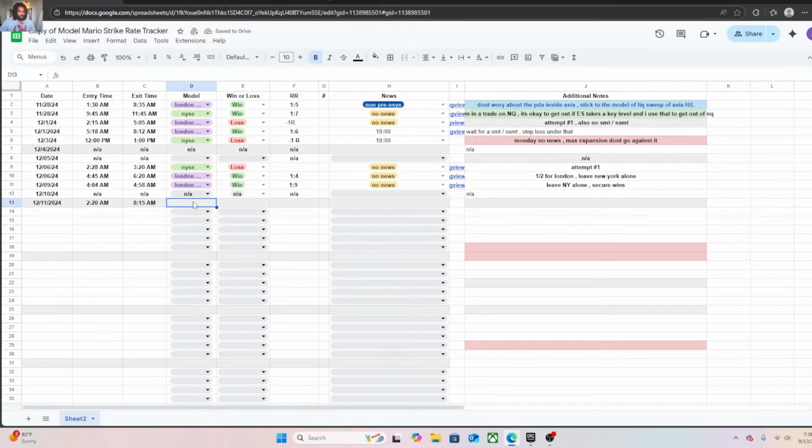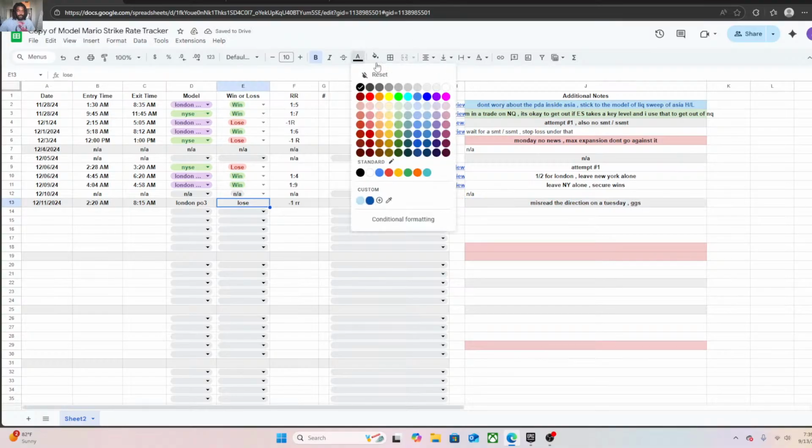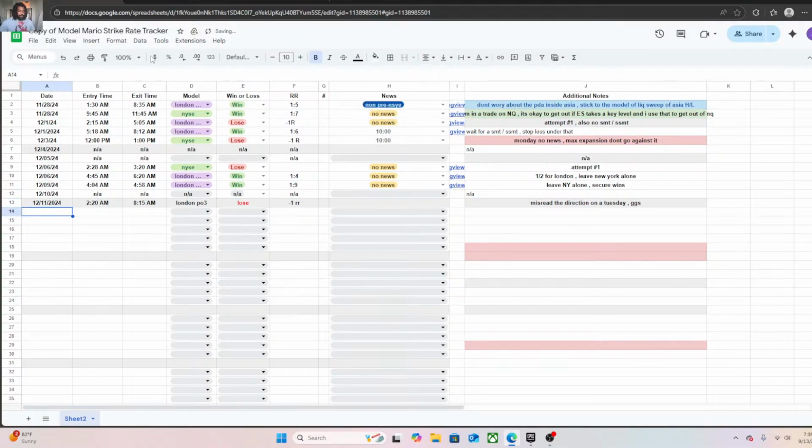Where did this go? Why is this not right here? London, we lost. What's wrong with the Dropbox? -1 R. Misread the direction on Tuesday. Jeez. I'm mad because I can't. Alright, until next day.